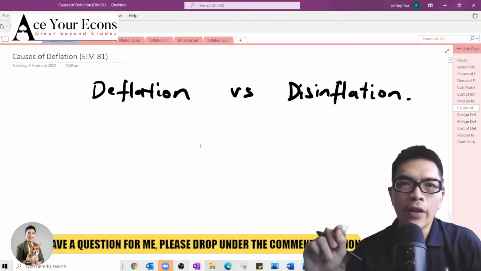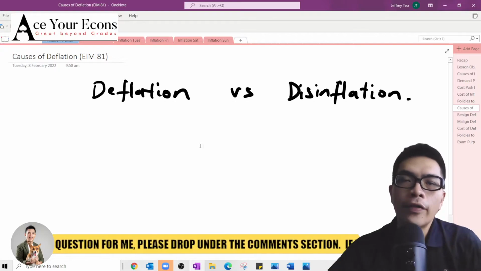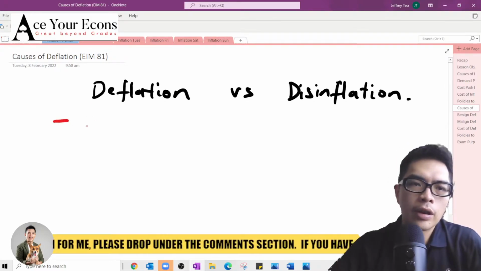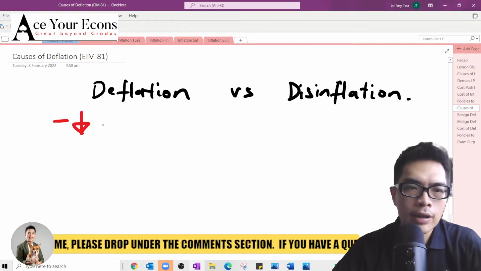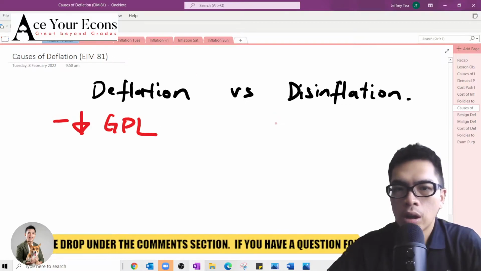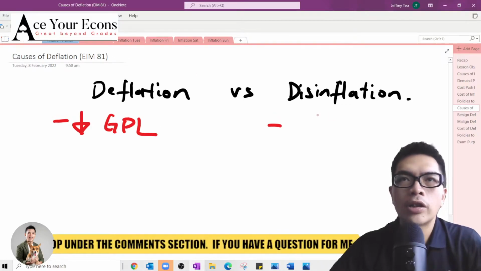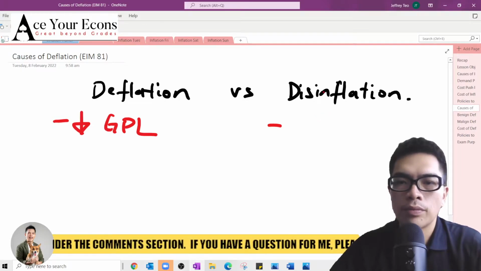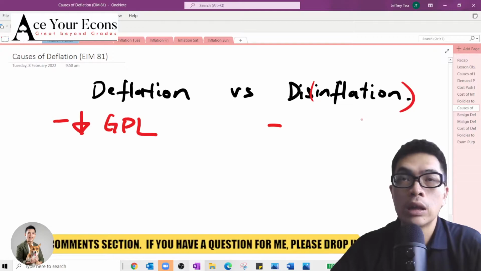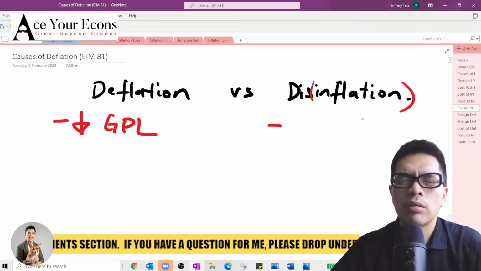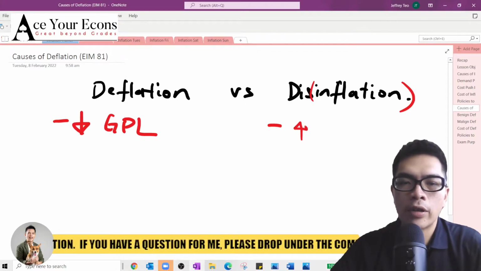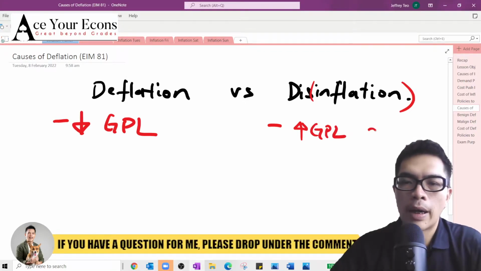Alright, so aside from spelling, the key difference is this. Deflation, as we mentioned just now, is a sustained fall in your general price level over a given time period. Disinflation does not mean that price level goes down. You realize that there is still inflation within the equation. So it simply tells you that your price level is still increasing, but at a slower rate.